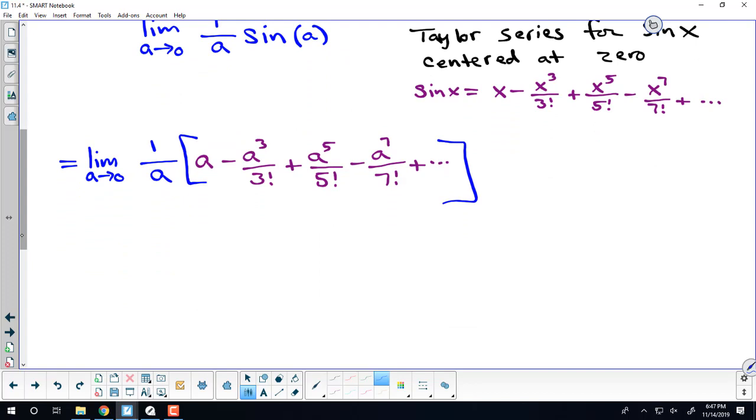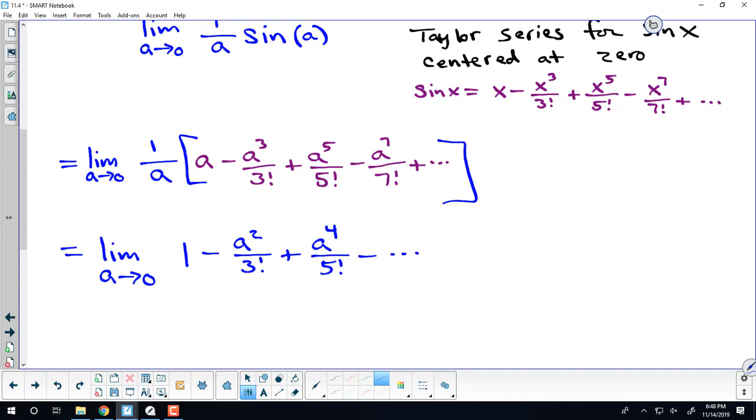And so then we see what happens here, distributing that 1 over A. We have 1 minus A squared over 3 factorial, A to the 4th over 5 factorial, and so forth. But again, as A approaches 0, all of those terms after 1 approach 0. So our limit is 1.